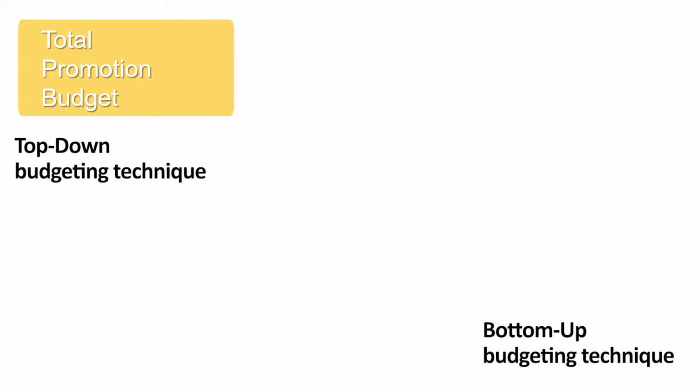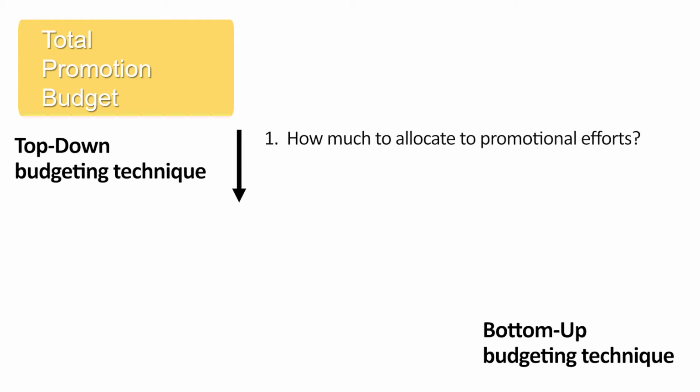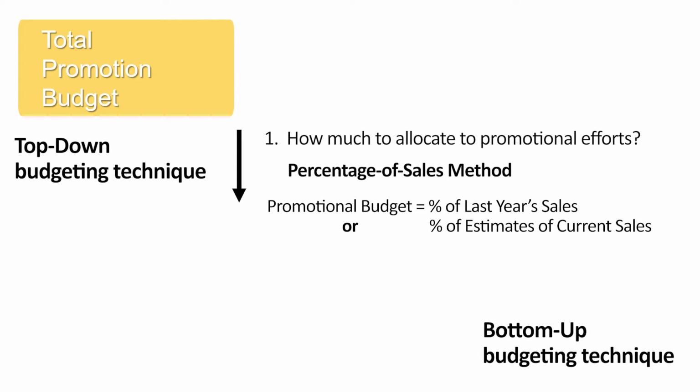Most firms rely on 2 budgeting techniques, top-down and bottom-up. Top-down budgeting techniques require top management to establish the overall amount the organization allocates to promotion activities. The most common top-down technique to answer this question is the percentage of sales method, in which the promotion budget is based on last year's sales or on estimates for the present year's sales.